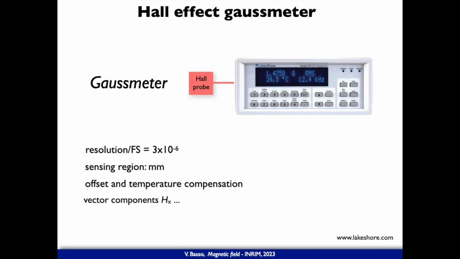But the good point is that they measure the vector component, component per component. It is a very practical and flexible instrument, able to cover a wide range of magnetic field, from almost the microtesla, even if not really, up to a few teslas. So really flexible.